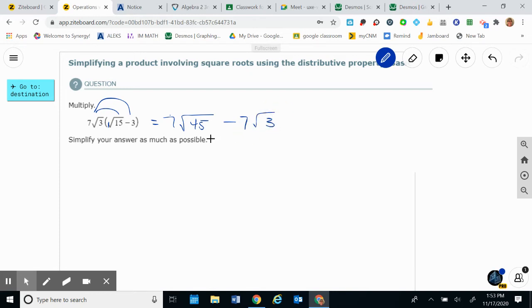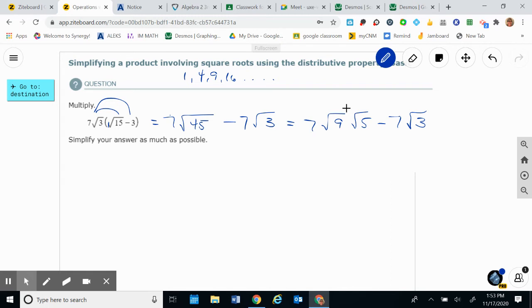Okay, you have to ask yourself, can I simplify this further? And you can, because 45 is divisible by 9, which is a perfect square. Remember, 1, 4, 9, 16. 9 goes into 45. So that becomes 7 times the square root of 9 times the square root of 5 minus 7 square root of 3.